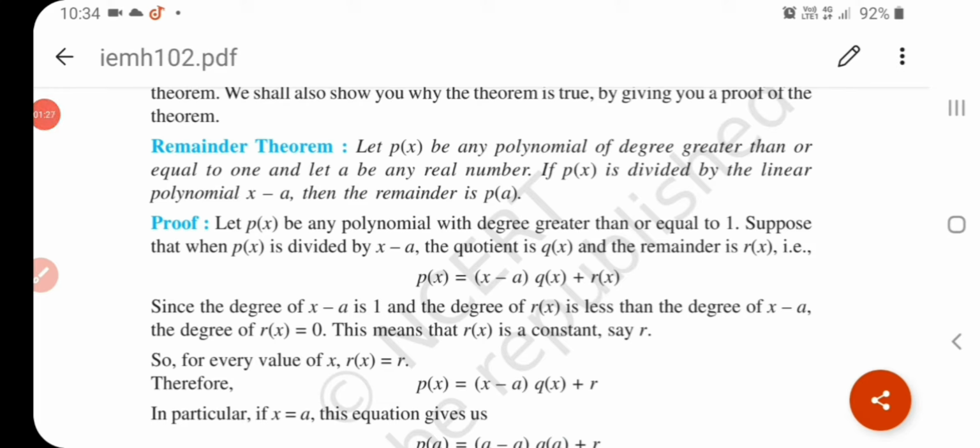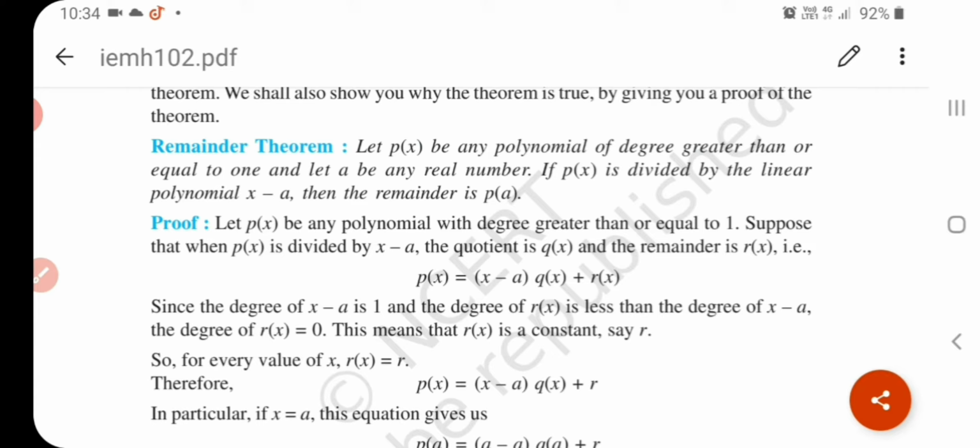Understand? So students, what is the remainder theorem? Let P(x) be any polynomial of degree greater than or equal to 1, and let a be any real number. If P(x) is divided by the linear polynomial x minus a, then the remainder is P(a). Okay, we just saw a while ago that the remainder is always smaller than the divisor.